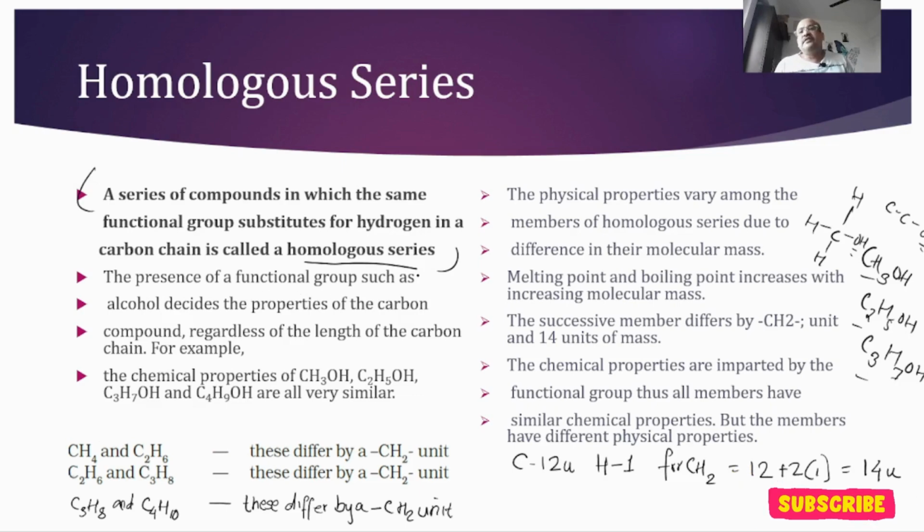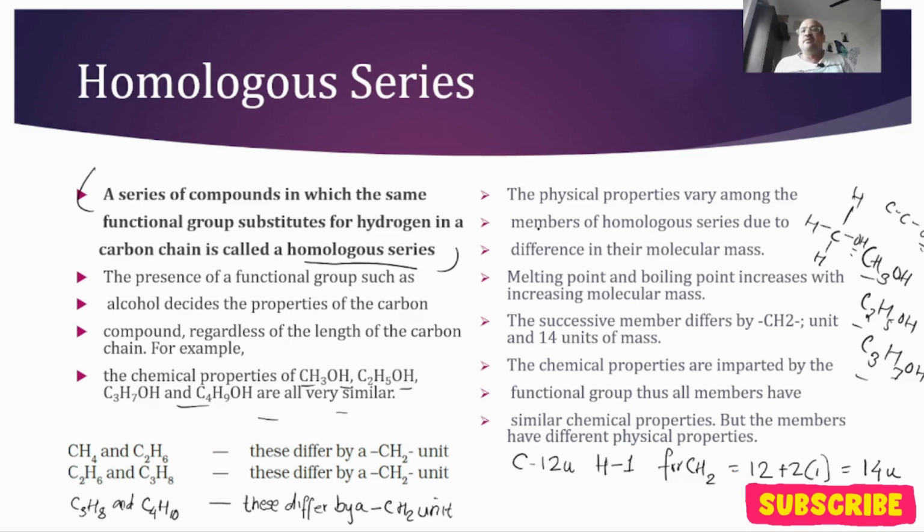The presence of the functional group, such as alcohol, decides the property of the carbon compound regardless of the length of the carbon chain. Whatever the length of the carbon chain, 2 carbon, 3 carbon, 4 carbon, the chemical properties are very similar.